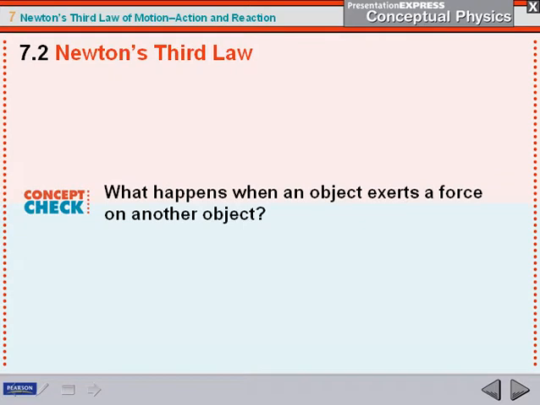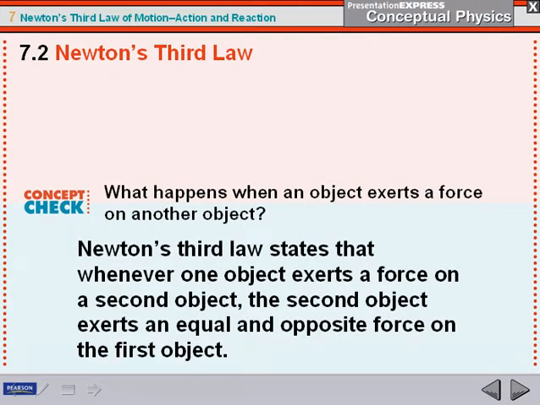So what happens when an object exerts a force on another object? Newton's third law states that whenever one object exerts a force on a second object, the second object exerts an equal and opposite force on the first object.